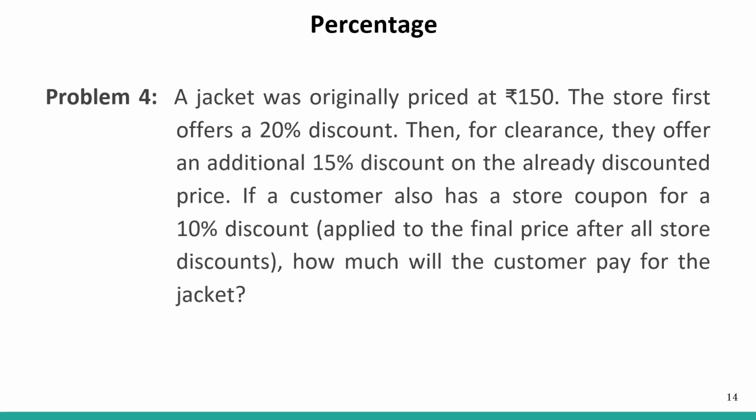Okay, let's see problem number 4. A jacket was originally priced at 150 rupees. The store first gave a 20% discount. Then for clearance they offer an additional 50% discount on the already discounted price, not on the marked price, not on MRP.